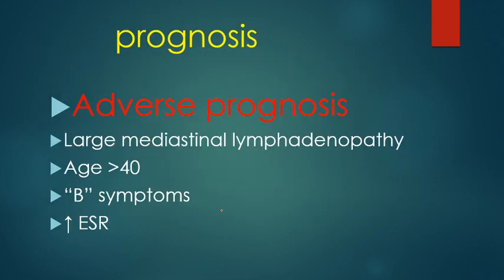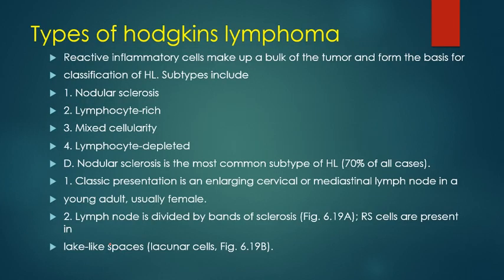Well, the prognosis is worst if the patient develops B symptoms, or if there is large mediastinal lymphadenopathy, or the age is more than 40, and as we already discussed, if there are B symptoms, or the erythrocyte sedimentation rate is elevated, then the prognosis is at worst.